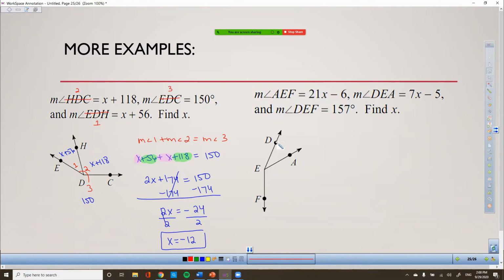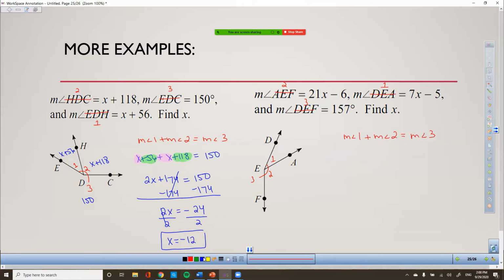So let's go ahead and label angle DEA as angle 1. So DEA is angle 1. Angle AEF, we're going to name it as angle 2. So AEF is angle 2. And the whole thing together, angle DEF, is going to be angle 3. DEF is going to be angle 3. And like that, I know that my angle addition postulate is measurement of angle 1 plus measurement of angle 2 equals measurement of angle 3.